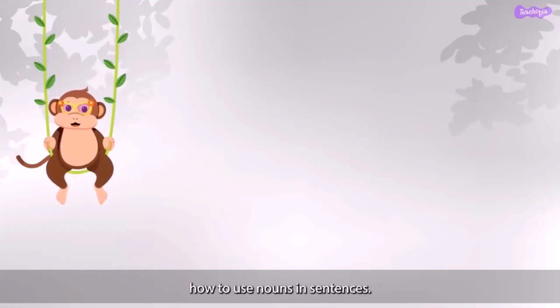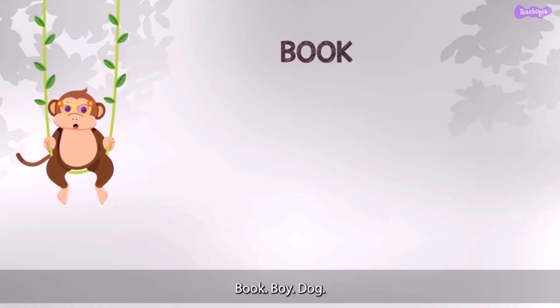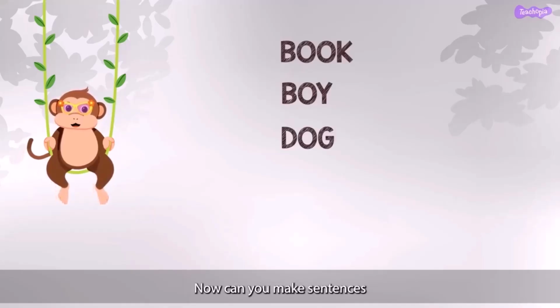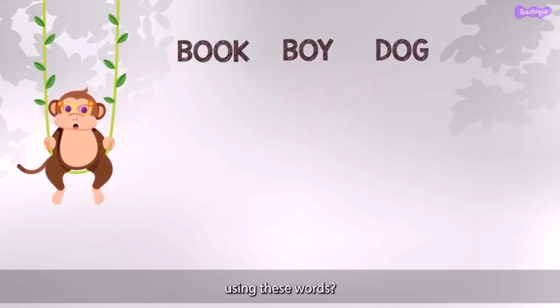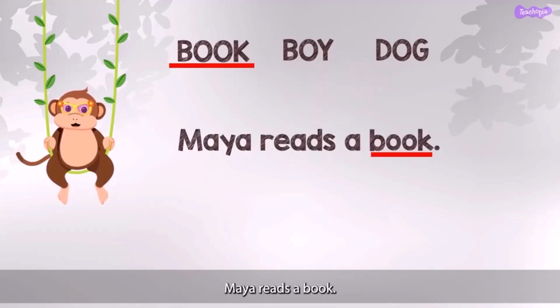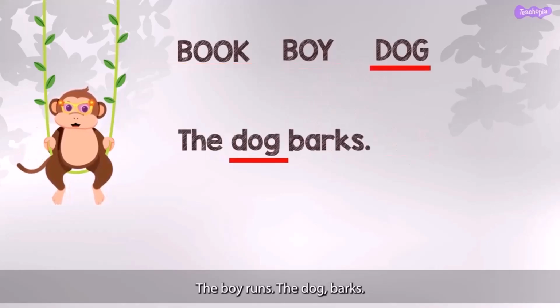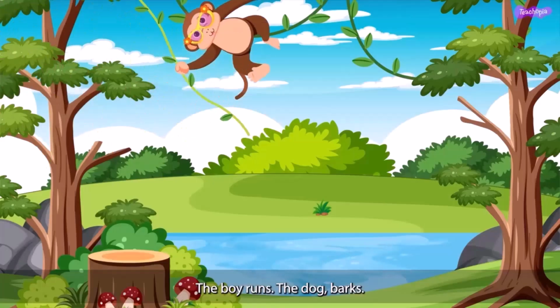Now, let us see how to use nouns in sentences. Remember, a sentence must have a noun and a verb. Here are some examples of nouns: book, boy, dog. Now, can you make sentences using these words? Maya reads a book. The boy runs. The dog barks.